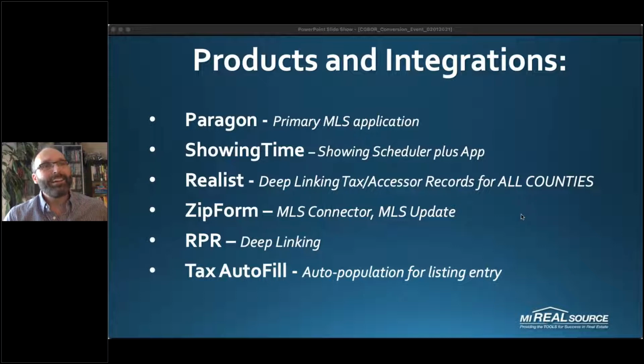Okay, and finally, tax autofill. Now, this allows you within Paragon to start a listing from the tax and assessor's records from Realist. So you're able to look up any property in the state of Michigan and start a listing with that. And it takes that information, such as the location, the address, the legal description, and so on, and starts a listing within Paragon.